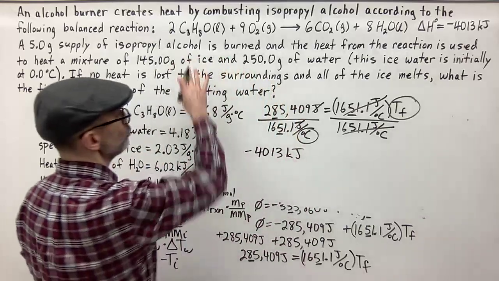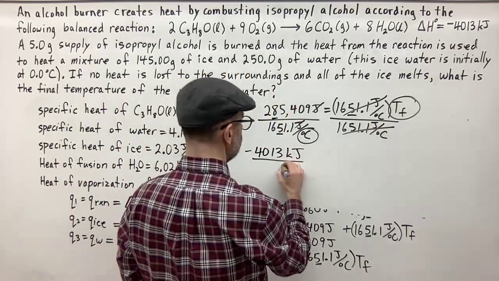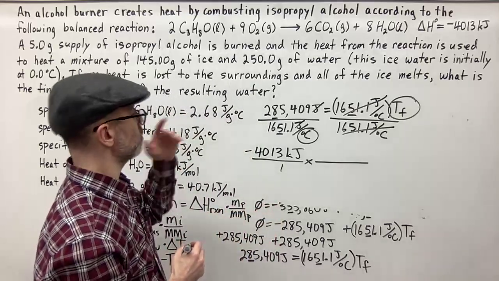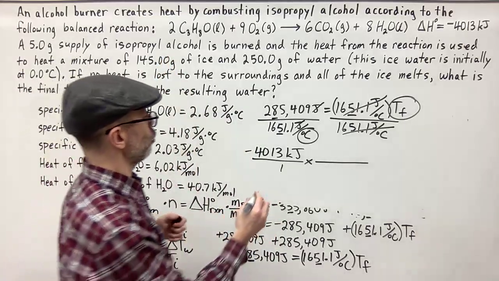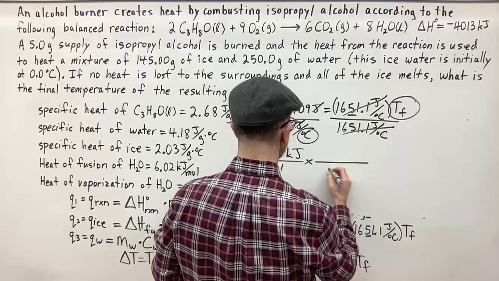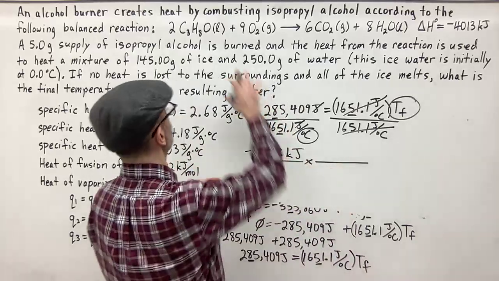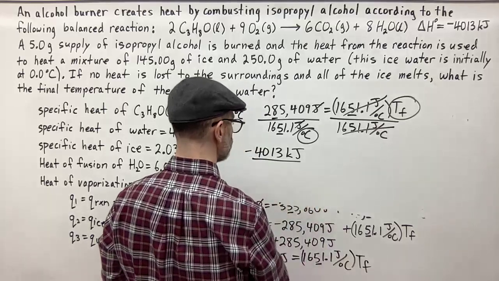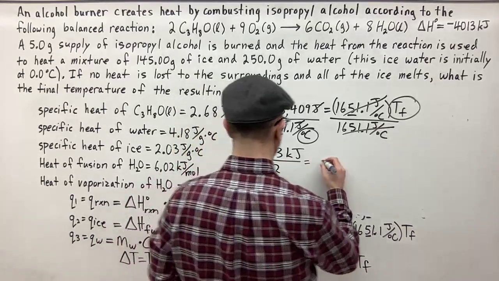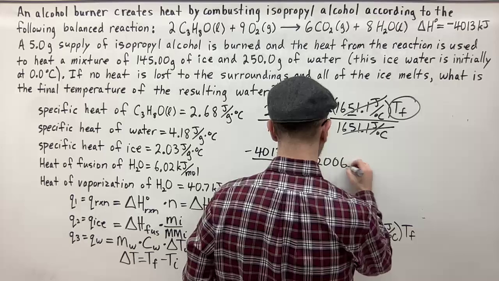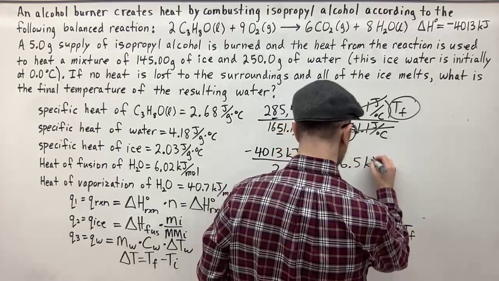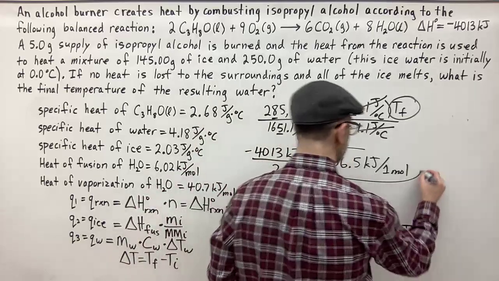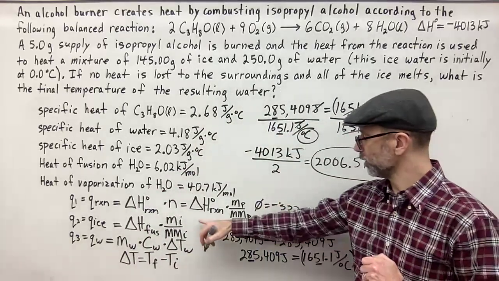And since this is for 2 moles, I'm going to use that ratio, so it's going to be 2 moles. And I want per 1 mole, not 2 moles. So I'm going to basically divide this by 2. If I divide this by 2, then I get 2,006.5 kilojoules per 1 mole. So then that's what you're going to use in your calculation here.